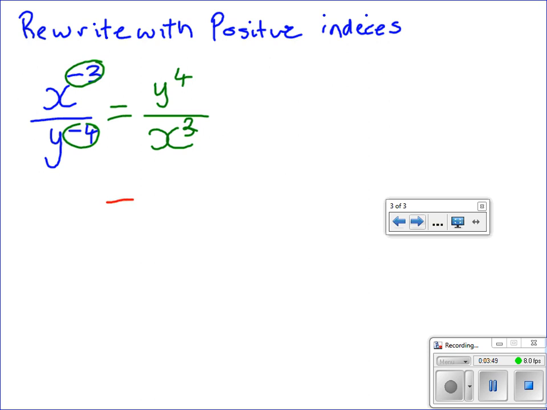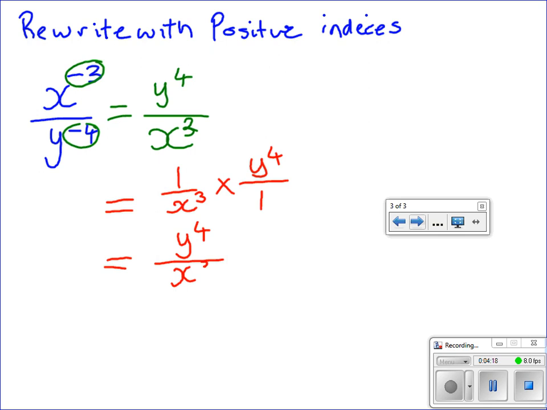Another way to look at this question would be to say that that is 1 over x cubed times y to the 4 over 1. Now, I mentioned it before, but I'll mention it again. When we're doing fractions and multiplication, we just multiply across the top and the bottom. So 1 times y to the power of 4 is y to the power of 4. 1 times x to the power of 3 is x to the power of 3. It's just about taking your time with these and making sure you're answering the questions correctly.